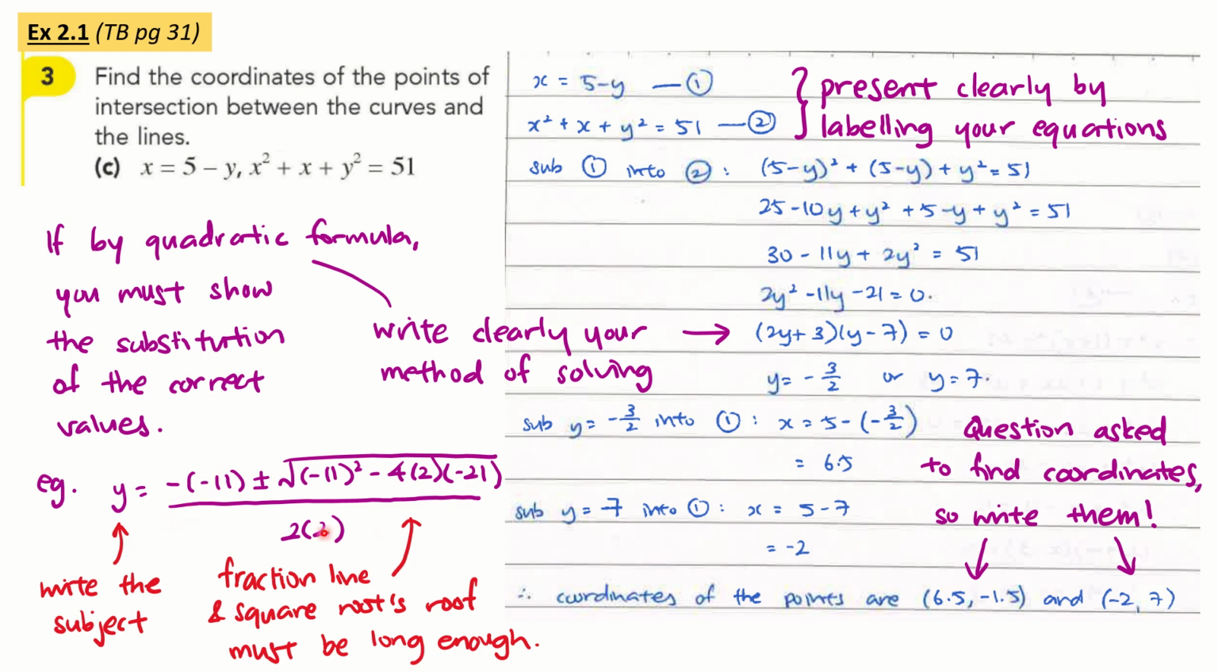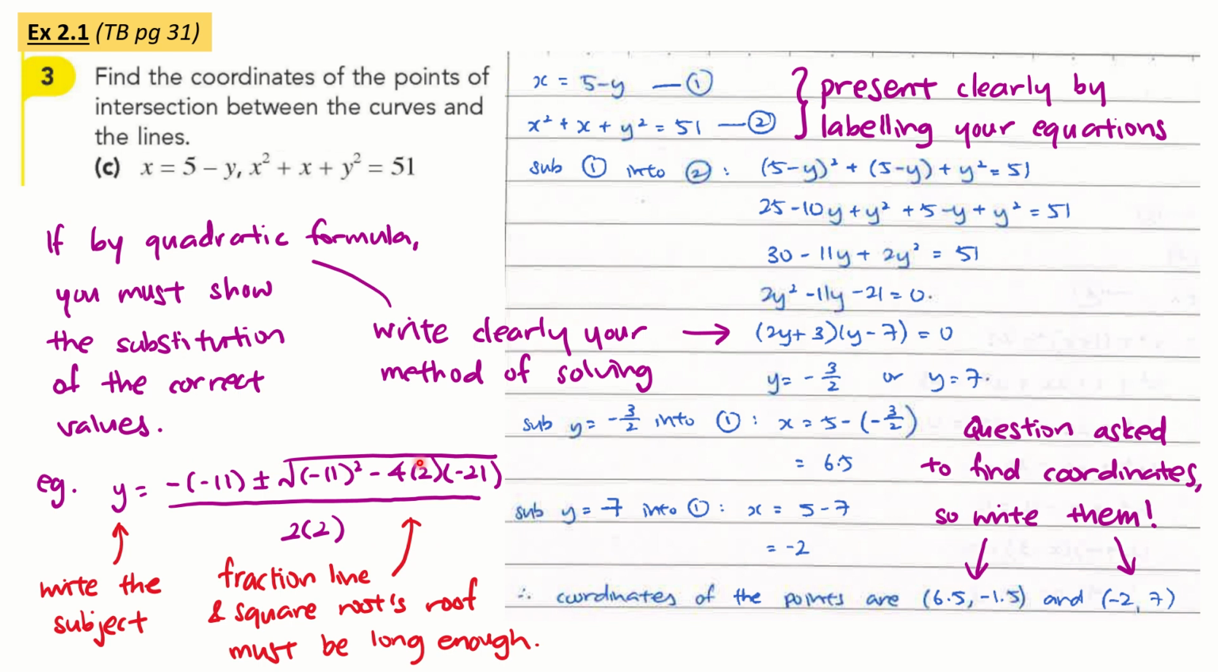So please make sure that you substitute correctly. Show the substitution, do not just write for me negative b plus minus square root b square minus 4ac divided by 2a. Okay, you must show the substitution of the correct values. Another reminder is that your fraction line needs to be long enough to cover what you need to cover.